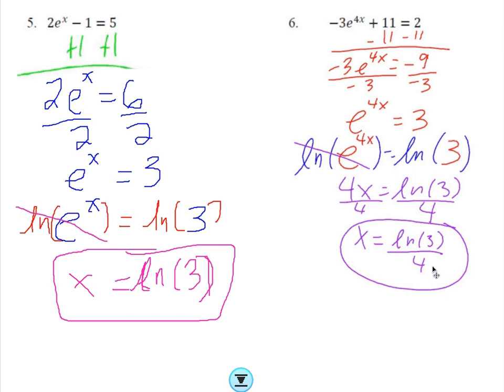Okay? And again, no need to check. It is not extraneous. There's no extraneous solutions with exponentials.